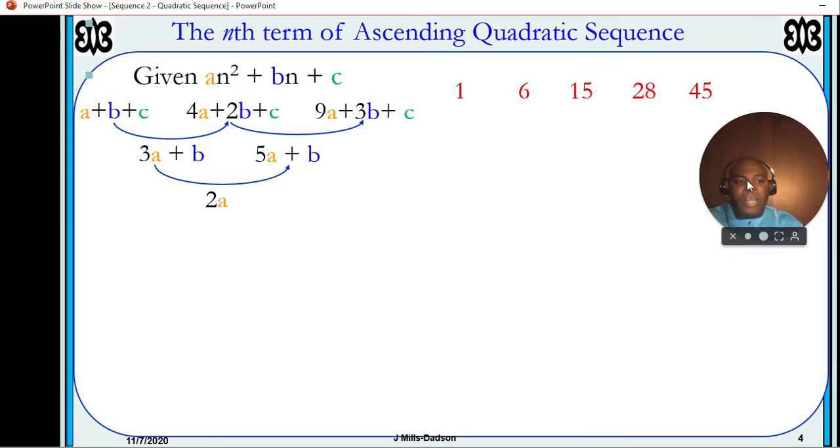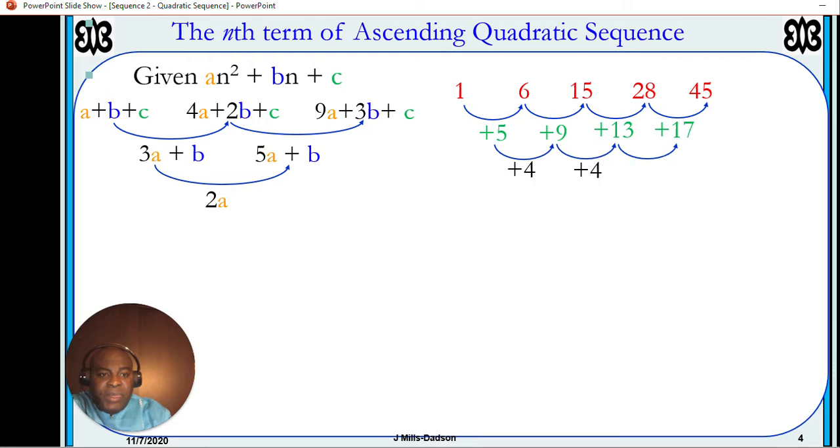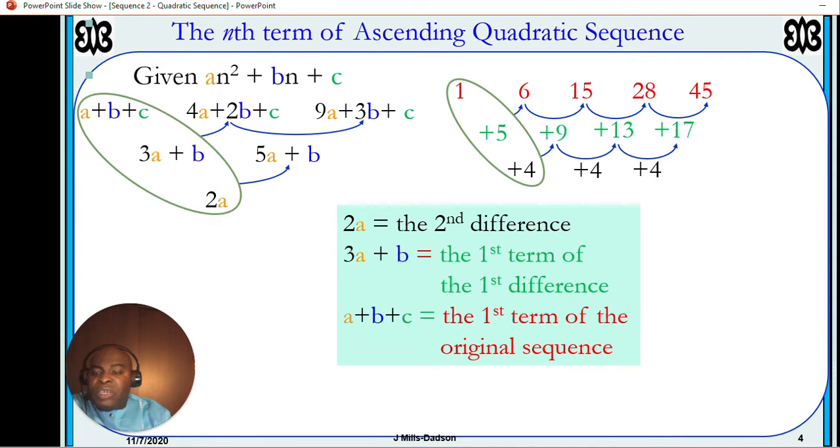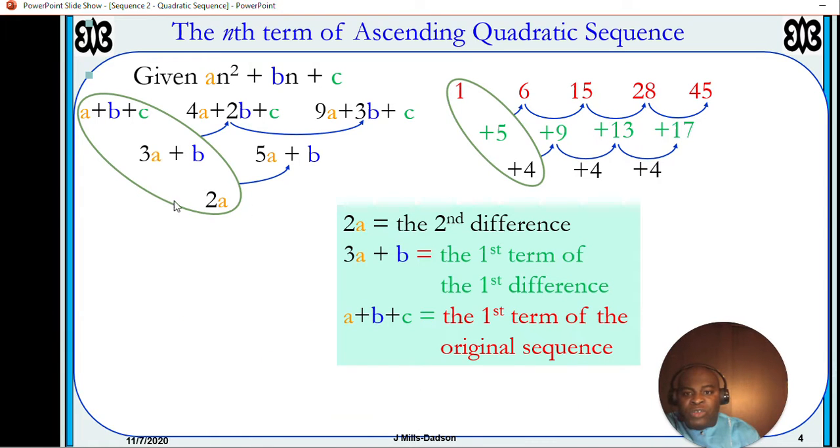So let's work out the formula for 1, 6, 15, 28, and 45. Recalling our expressions, we first do the first differences. Second differences settles on 4. And we know how to compute, and we set our equation. First equation is 2a equals 4. So a is equal to 2.